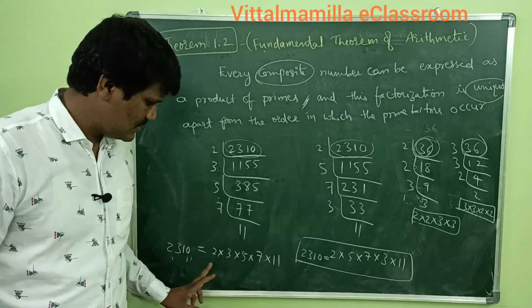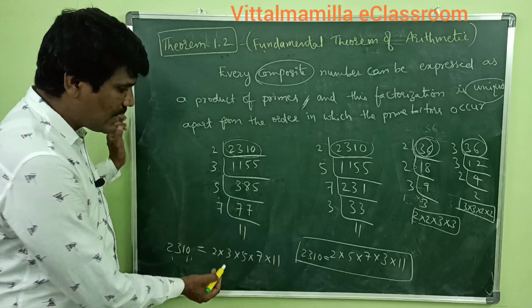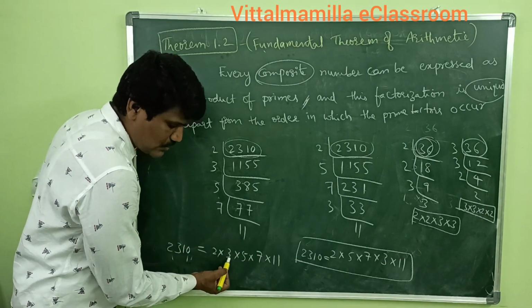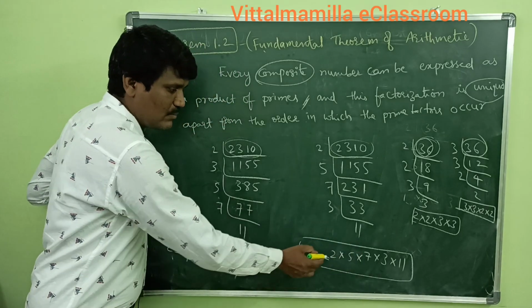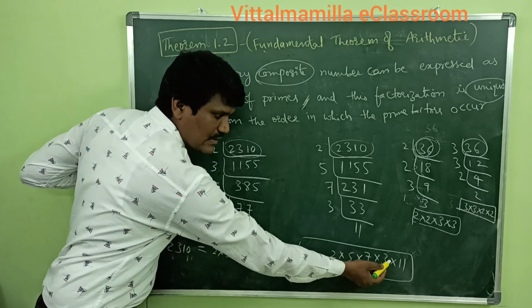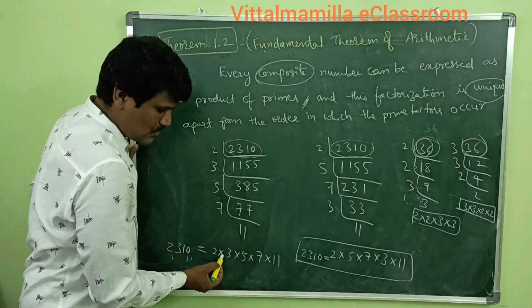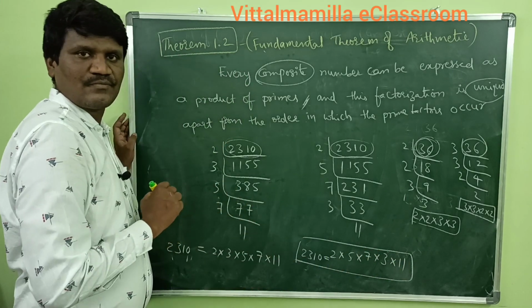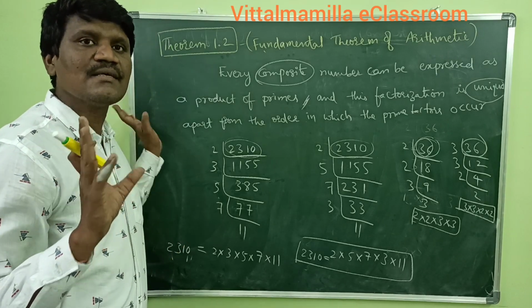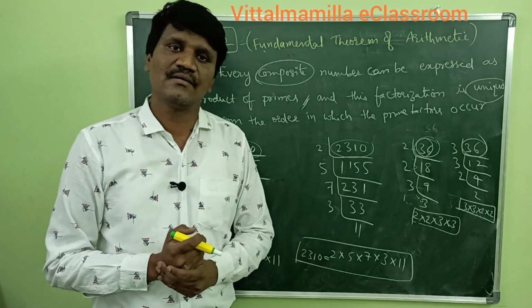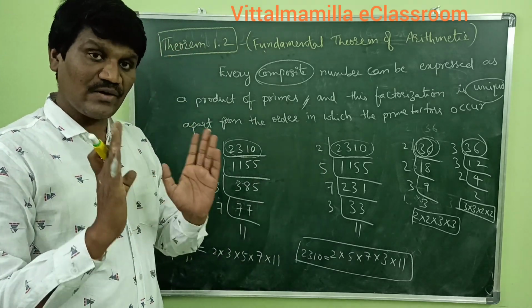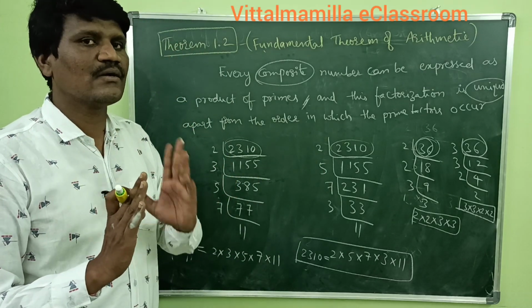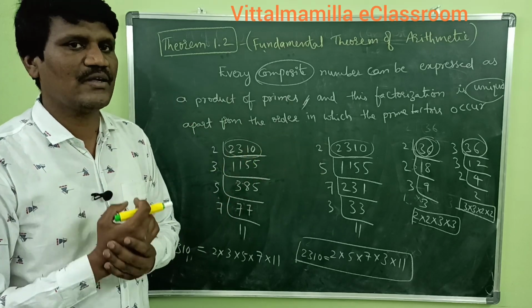Both are the same, right? The only difference is the order is different. Here, after 2 they did 3. Here, after 2 they did 5. But finally all are the same, right? 2 3 5 7 11. The only difference is there may be a difference in the order, but the prime factorization is unique. Only the order may be different.